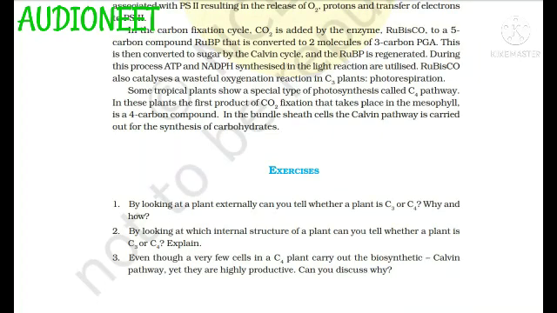Rubisco also catalyzes a wasteful oxygenation reaction in the C3 plant.